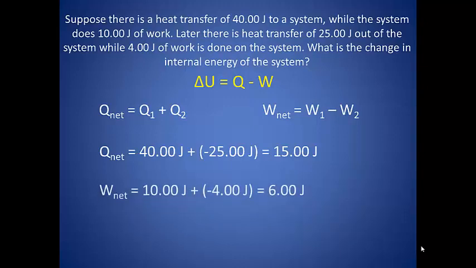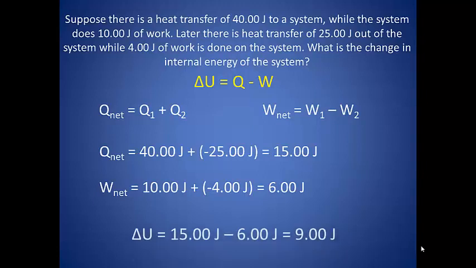The net work done by the system is the amount of work done by the system, which was 10 joules, minus the amount of work done on the system, which was 4 joules. So the total work done by the system is 6 joules. Our total change in energy is the amount of heat transferred into the system minus the amount of work done by the system. So from here we take our net heat change and subtract our net work to give us 9 joules of energy change.